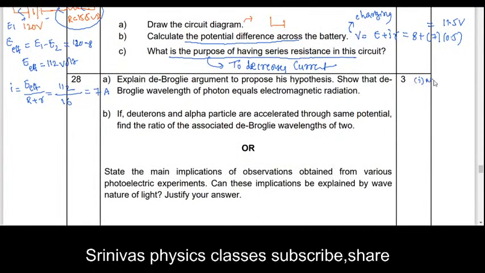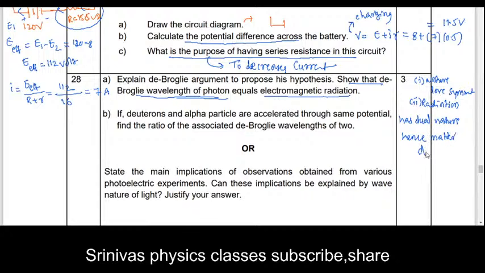Next, de Broglie hypothesis is what? De Broglie hypothesis is nature loves symmetry. Radiation has dual nature. Radiation has dual nature, you already know, meaning particle and wave nature. Hence matter also has the dual nature. If radiation has dual nature, matter also has dual nature. This is what de Broglie said.